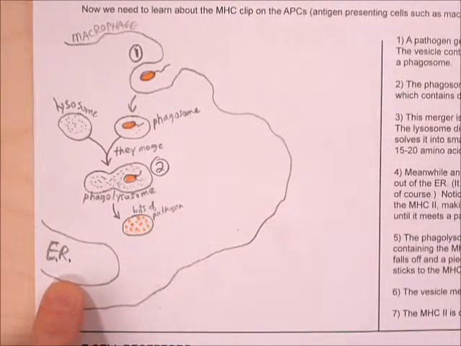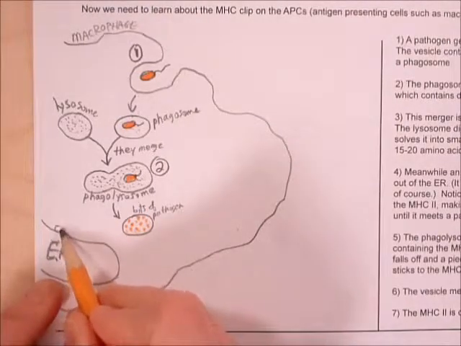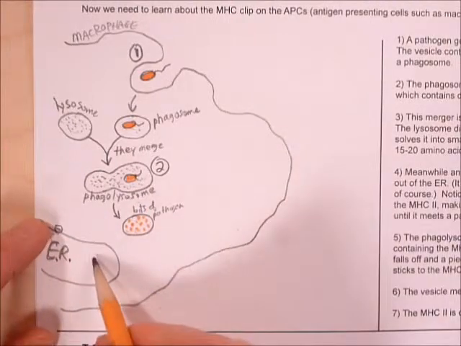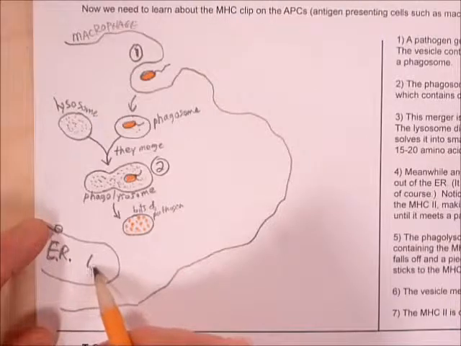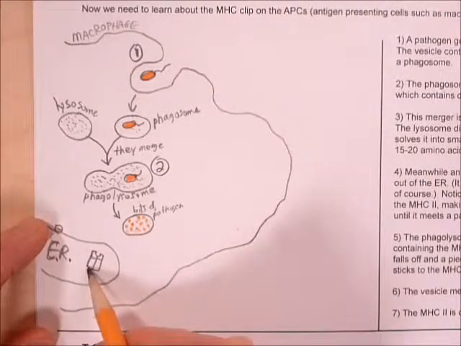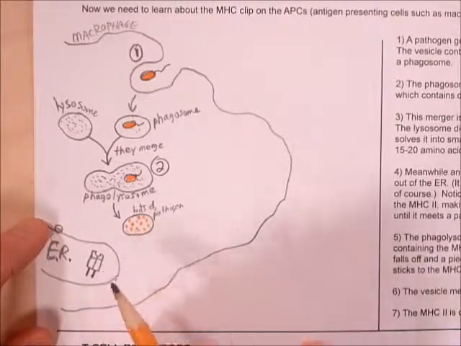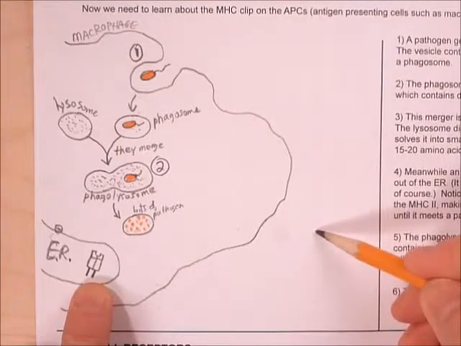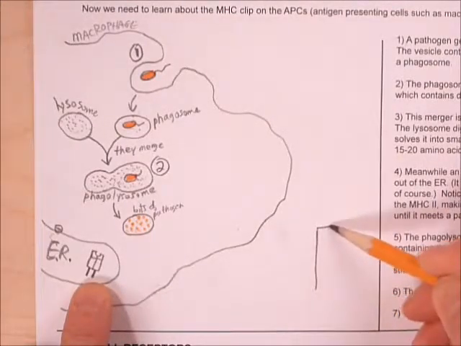And just like in the previous picture where we saw the MHC1 clip being made inside the ER, same thing here. We're going to have a little ribosome, and it's making a little protein. The MHC2 clip is going to look just like the MHC1. In fact, we can draw a picture of it right over here. I was thinking this would be a nice place to put it up close.